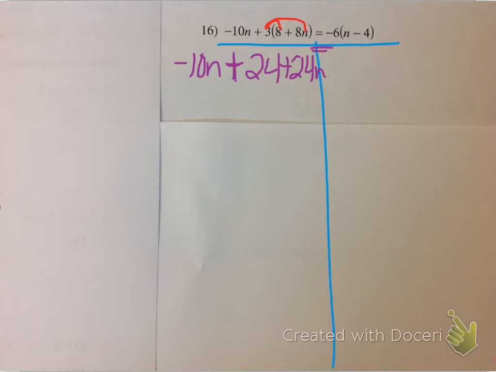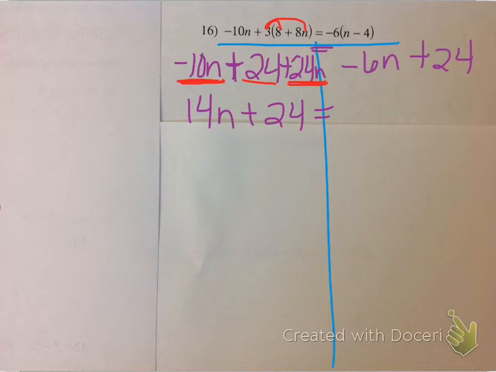Equals, on the right hand side, negative 6n plus 24. So we got a lot of 24s in there. Let's see how it all works out. We can go ahead and combine this variable with an n and this one with an n. So that's a negative 10 plus a 24. We could say it the other way around, 24 minus 10, which would give us a 14n, plus this 24 right here doesn't have a variable, so we're just going to go ahead and write it just like that.